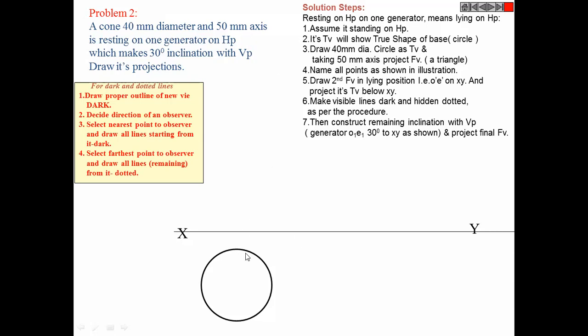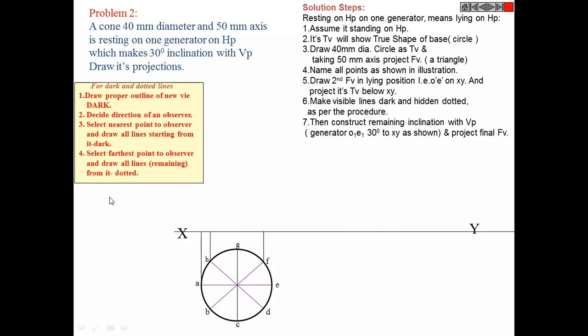Because it is resting in HP, that's why the true shape is visible here. If it was in VP, the true shape would have been in the vertical plane, isn't it? Correct or not? Can you hear me? Yes, sir. Answer me. Okay. So now we will first of all divide it into multiple parts so that we will have different points. We'll give them names in sequence, then we will draw its front view projection.